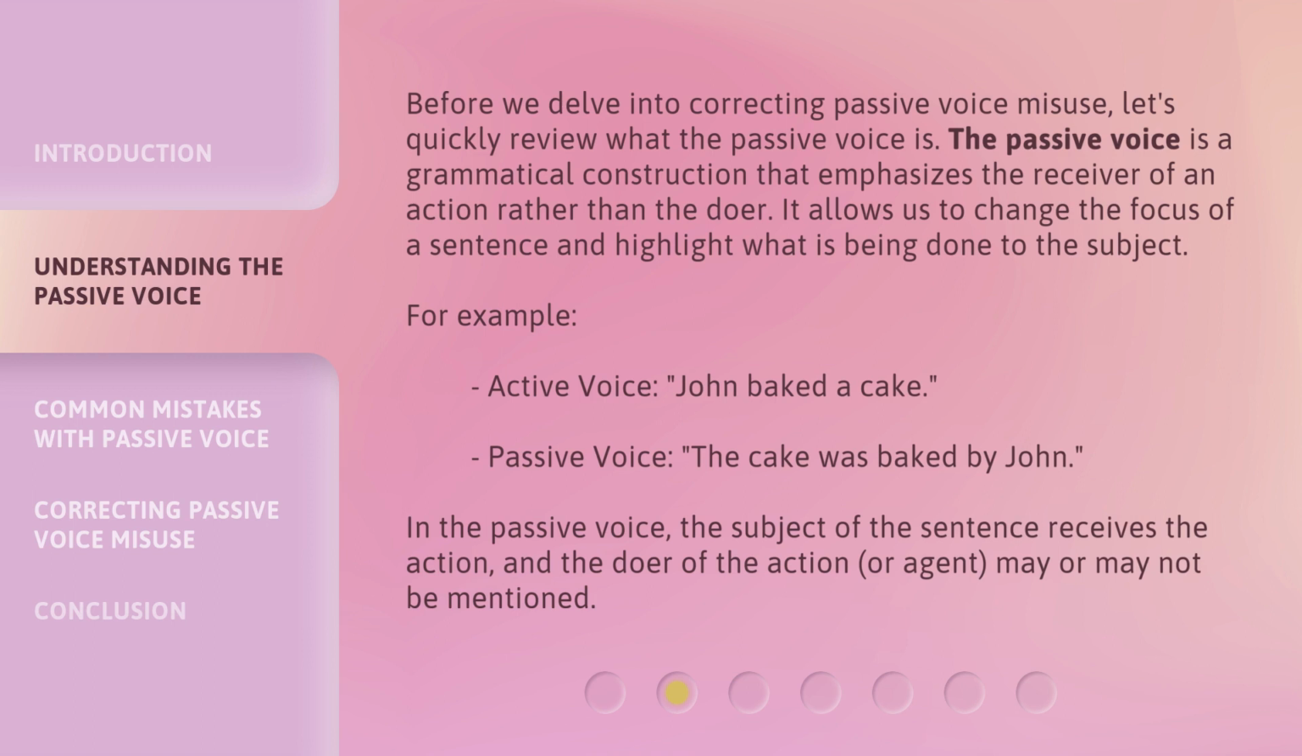For example, active voice: John baked a cake. Passive voice: The cake was baked by John. In the passive voice, the subject of the sentence receives the action, and the doer of the action, or agent, may or may not be mentioned.